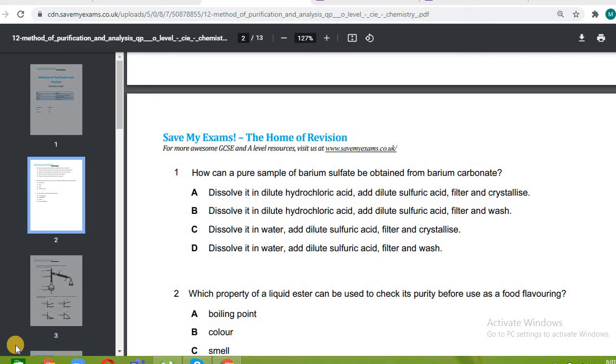So let's start. In the first question, they're asking us how we can separate or get a pure sample of barium sulfate from barium carbonate. So we need a reagent in which one of the components of the mixture reacts and dissolves, whereas the other component doesn't show any reaction.